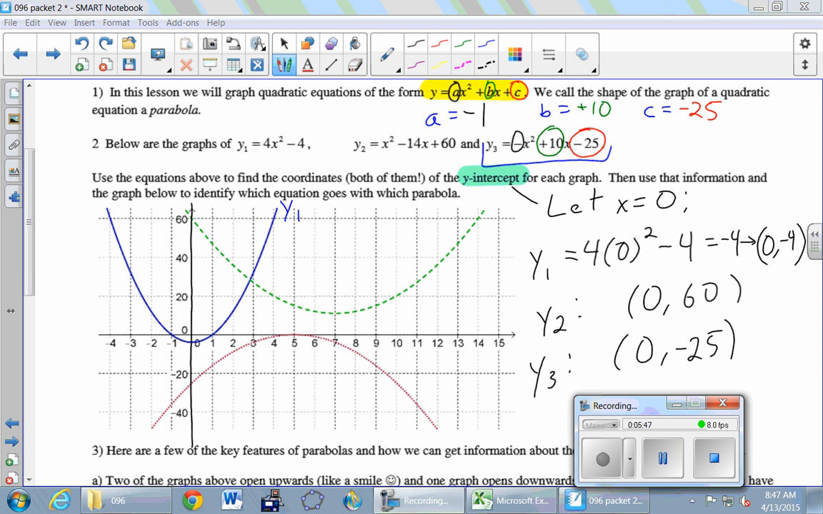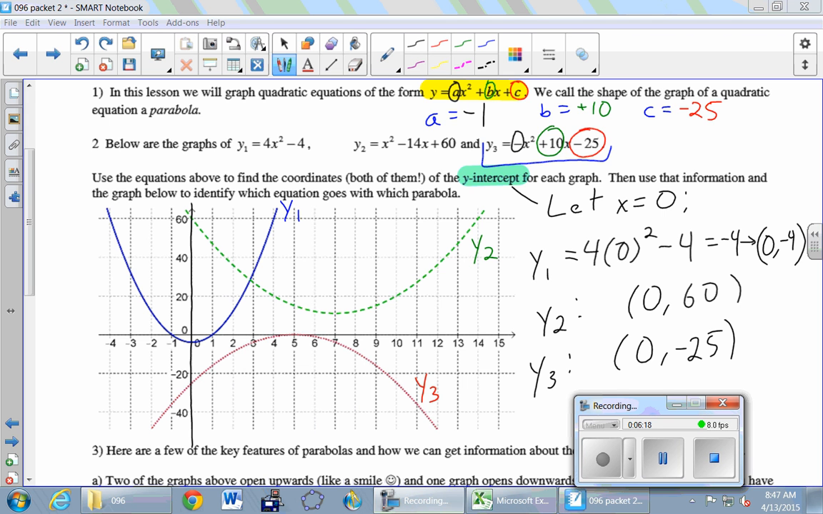This is y1. Next one is (0, 60). What color goes through (0, 60)? It's green, the dashed one. So green apparently is y2. And then by process of elimination, but let's just check anyway: (0, -25). We buy that. Looks like the reddish thing is going through something around (0, -25). So that means this reddish thing must be y3. Fair?